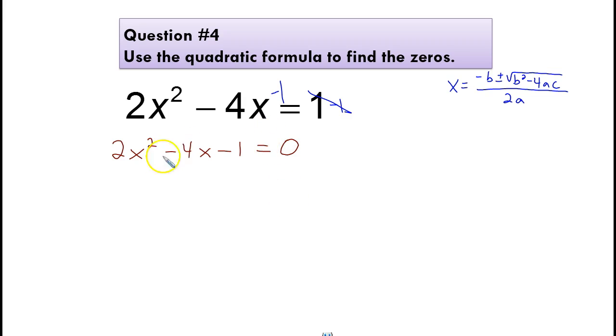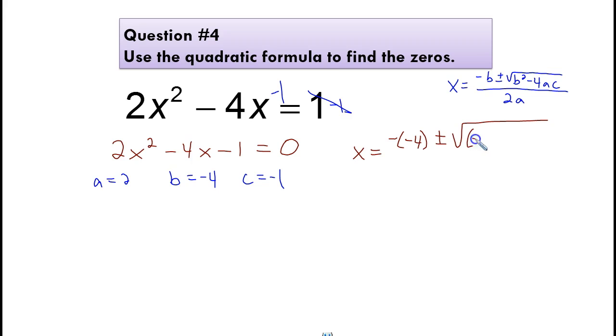And now that everything's on the left side of the equal sign, I can identify a, b, and c. a is going to be 2, b is going to be negative 4, c is going to be negative 1, and I'm going to start using the quadratic formula. Okay, so x is going to be equal to the opposite of b, which is, in this case, the opposite of negative 4, plus or minus the square root of b squared.